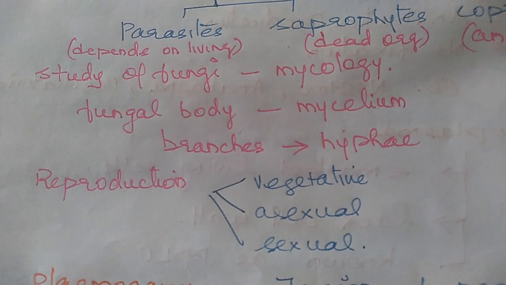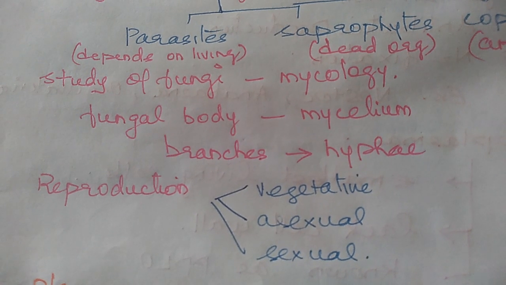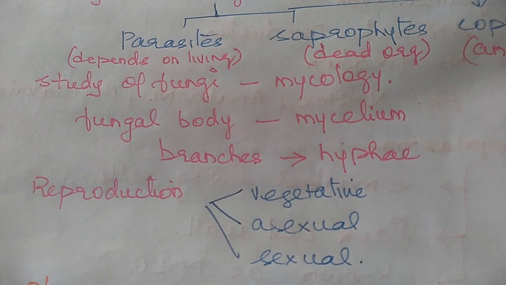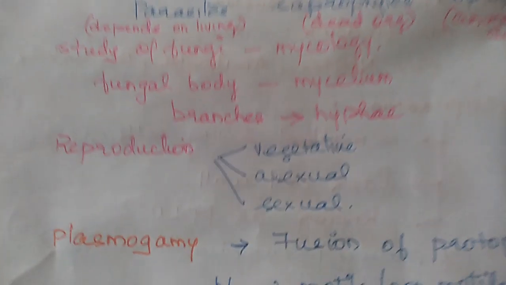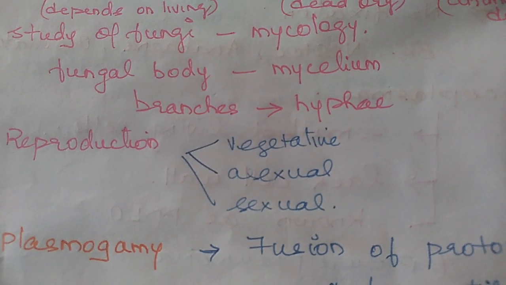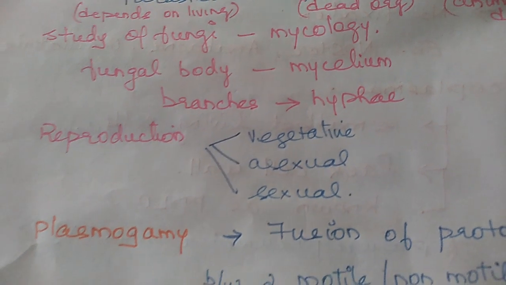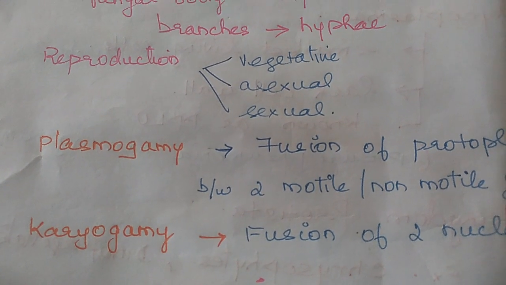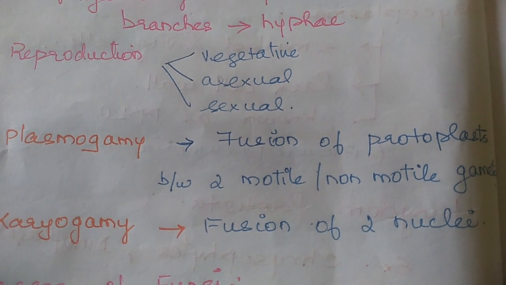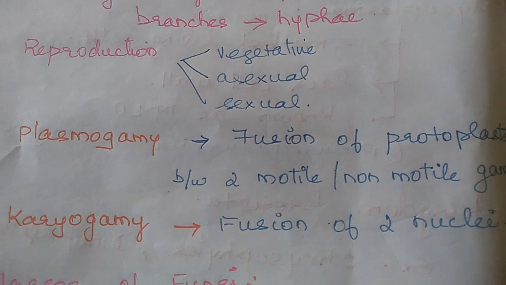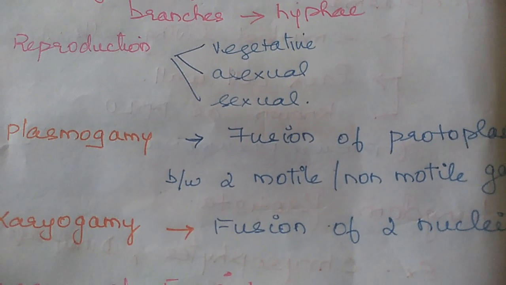The fungal body is called mycelium and the branches are called hyphae. And do you know the study of fungi? It is called mycology. And the reproduction is of three types, namely vegetative, asexual and sexual reproduction. And two more terms: plasmogamy means fusion of protoplasts between two motile or non-motile gametes, and karyogamy means fusion of two nuclei.